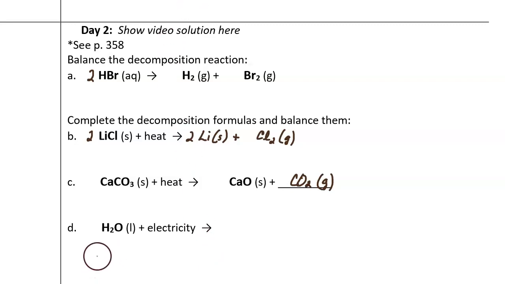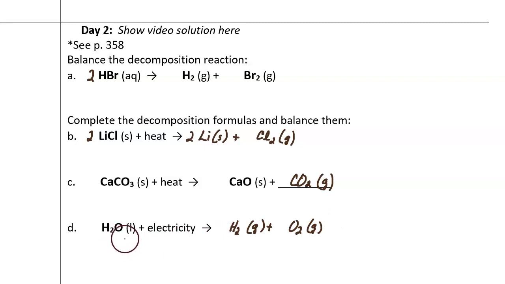Now question D. H2O, that's just water. When you run electricity through it, it decomposes into the two elements that make up H2O. Well, what are those two elements? One of them is hydrogen. But what's the formula for hydrogen? It's H2, and hydrogen is a gas. And what's the other element in water besides hydrogen? It's oxygen. What's the formula for oxygen? It's O2. Oxygen is also a gas.